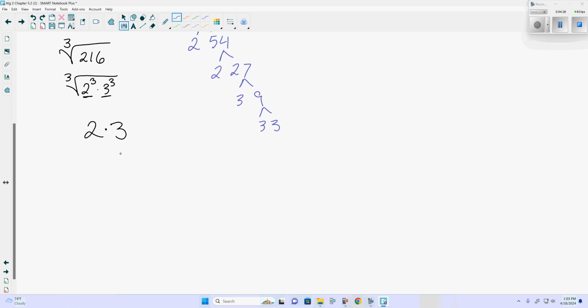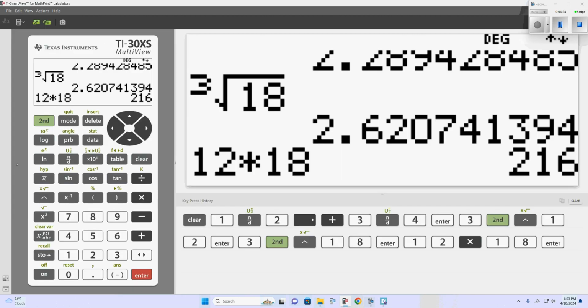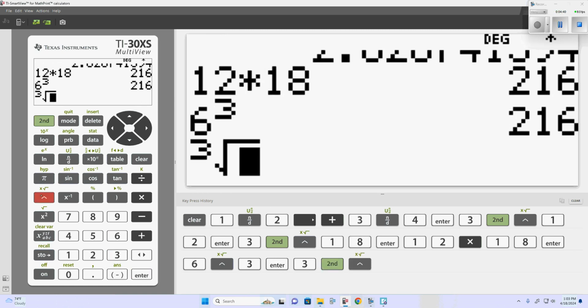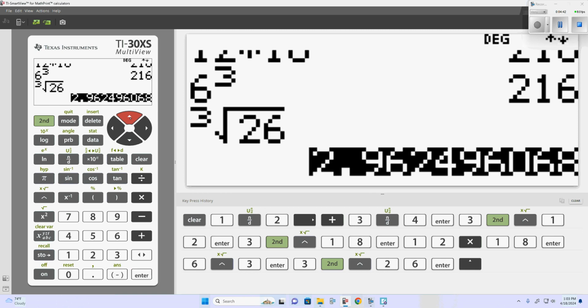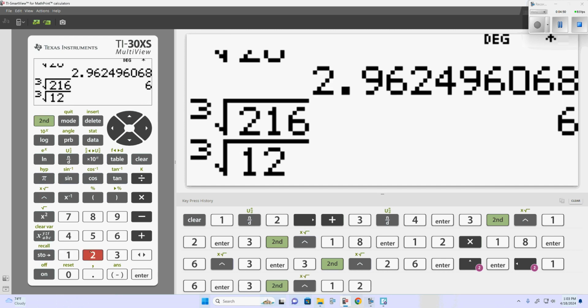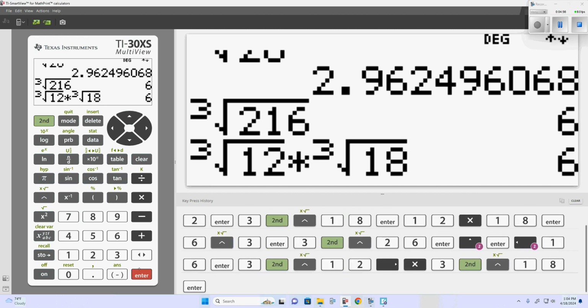And 2 times 3 is? So 6 to the 3rd power is 216. The cubed root of 216 is, well, not 26. No, you can use a calculator on this. So we get 6.